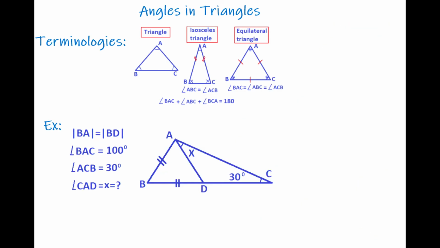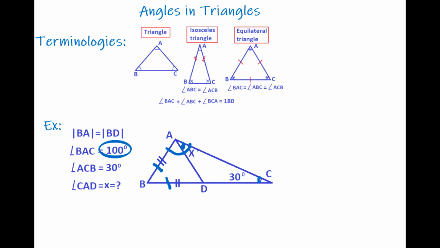In this question, again, BA is equal to BD. That means those lines are equal to each other. And we are given ACB as 30 degrees. So this is 30. And CAD, which is x, right here. And we are asked to find the value of x. We also know that BAC, which is this angle, is equal to 100 degrees.